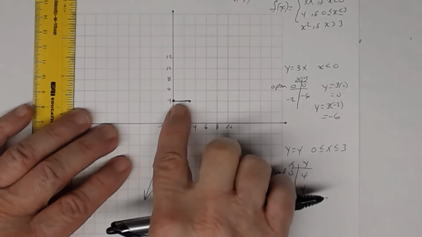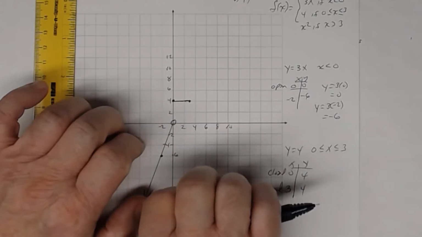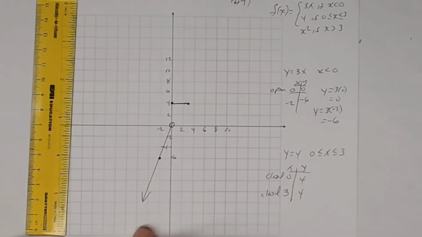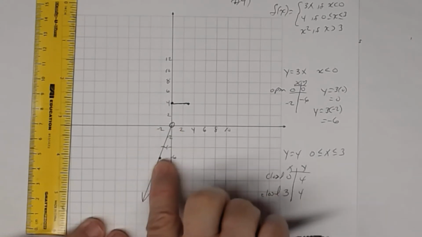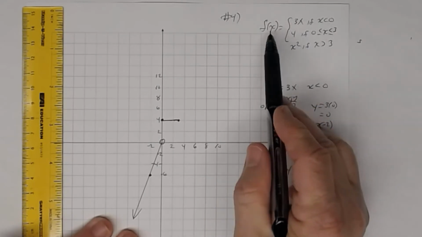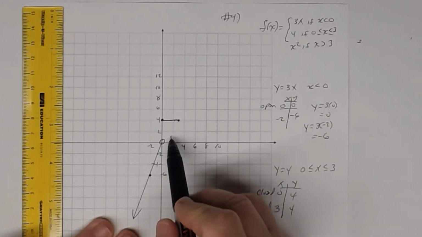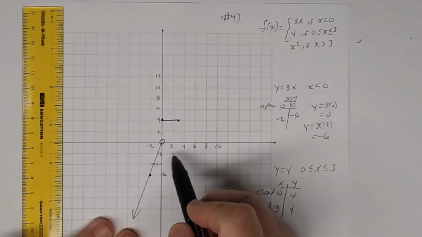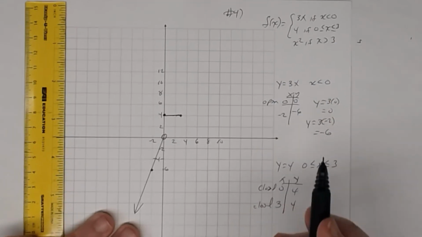Okay? So remember this, a segment has an endpoint and another endpoint. So it has 2 endpoints. A ray has one endpoint and then an arrow. All right. So that's this piece here that I've drawn corresponds to y equal 3x. And then this piece here that I've drawn corresponds to y equal 4 between 0 and 3. See, 0 and 3. Now let's do f of x equal x squared.